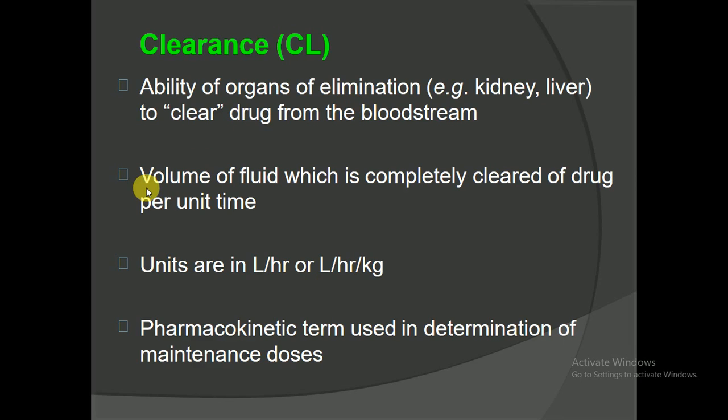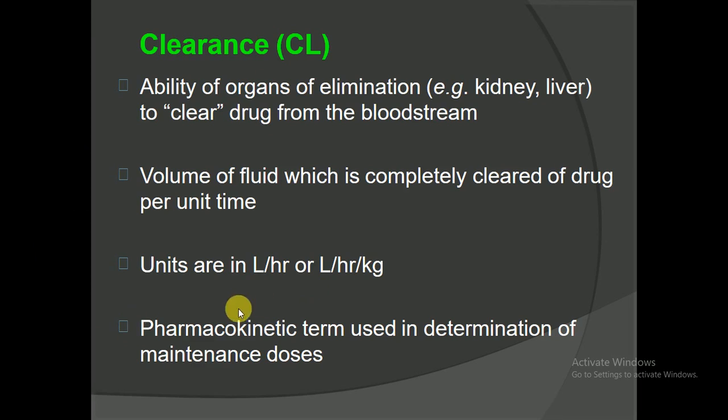Clearance, in other words, can be defined as the ability of the organs of elimination. For example, the kidney is the organ responsible for the elimination of drugs, and the second one is the liver, to clear the drug from the bloodstream. Simply, clearance is the volume of fluid which is completely cleared of a drug per unit time.